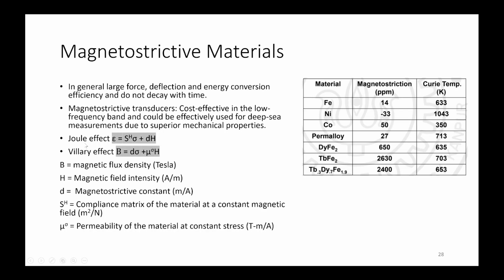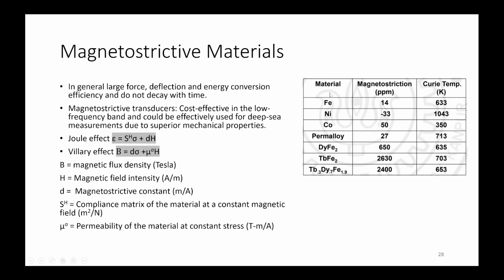Now, similar to the direct and converse effect, here it is the Joule effect and Villard effect, and the equations are as following. Epsilon equals S^H sigma plus d H, and B equals d sigma plus mu^sigma H. Here B is magnetic flux density, H is magnetic field intensity, d is the magnetostrictive constant, S^H is the compliance matrix of the material at a constant magnetic field, and mu is the permeability of the material at constant stress.